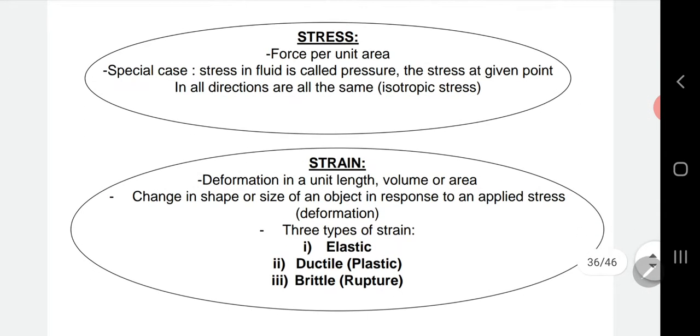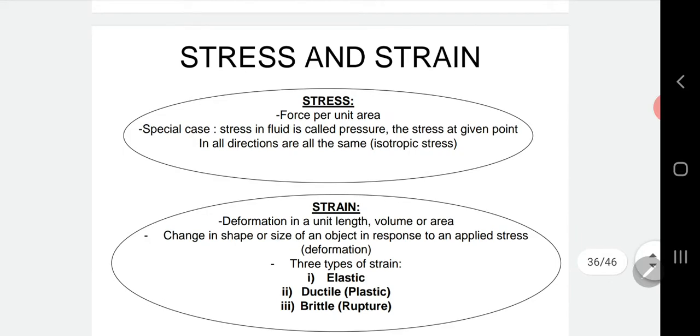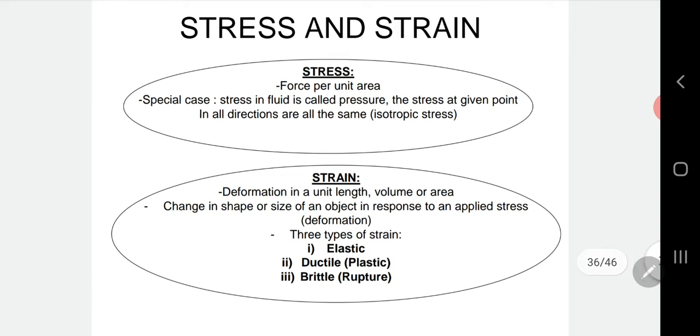Okay, now we learn again about stress and strain. I believe that we already explained this in a previous chapter. The definition of stress is force per unit area. In a special case, stress in fluid is called pressure. The stress at a given point in all directions is the same, or we call it isotropic stress.